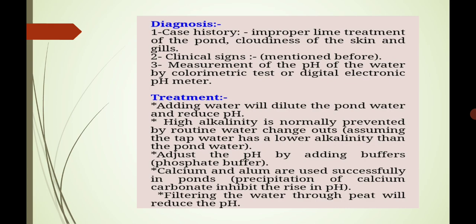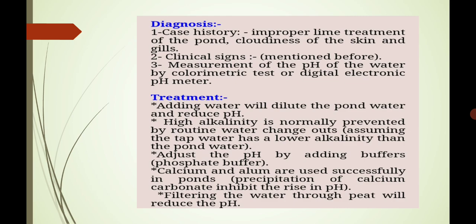Then the diagnosis and the treatment. Case history is important: lime treatment of the pond, cloudiness of the skin and the gills. The clinical signs are as mentioned for low pH. Measure the pH of the water by colorimetric test or digital electronic pH meter. In the treatment of high pH, adding water will dilute the pond water and reduce the pH. High alkalinity is normally prevented by routine water change outs, assuming the tap water has a lower alkalinity than the pond water. Adjust the pH by adding buffers, that is phosphate buffer.